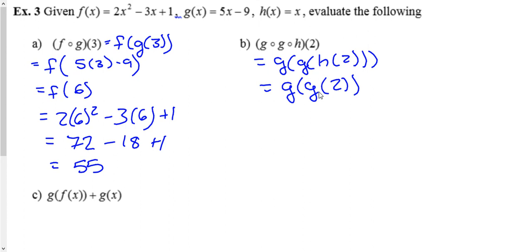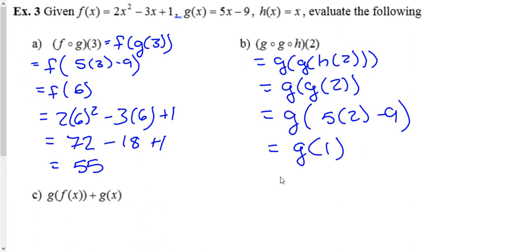Now we need to figure out what g of 2 is. Well, in our equation, we have 5 times 2 minus 9. And again, that's 10 minus 9, which is 1. So now I'm looking at g at 1. What is that? Well, g at 1 is the same thing as saying 5 times 1 minus 9. And in this case, that's going to get you negative 4.